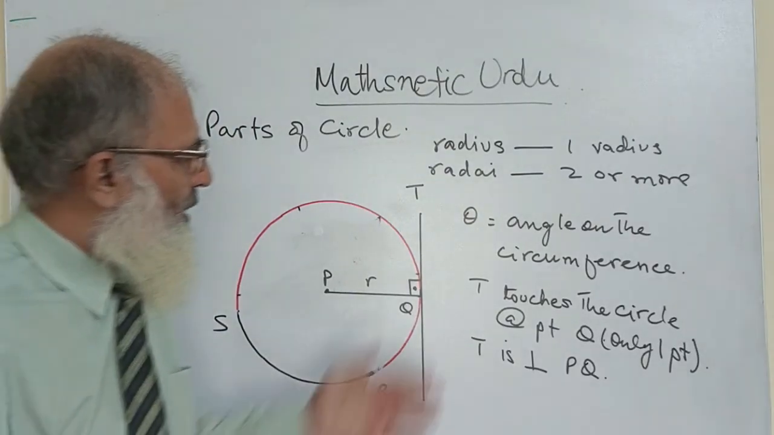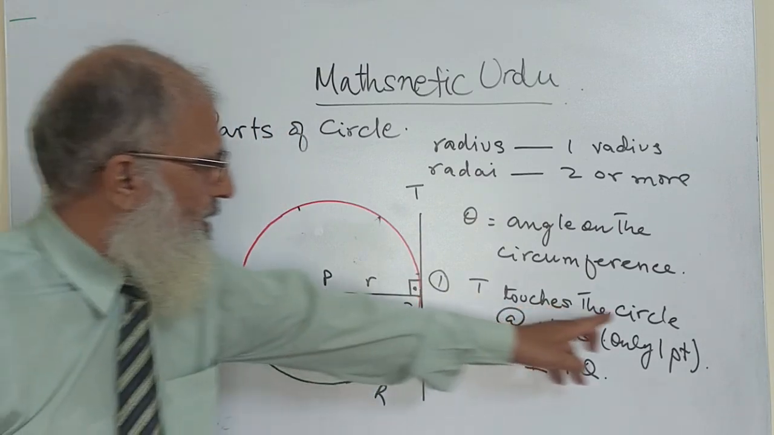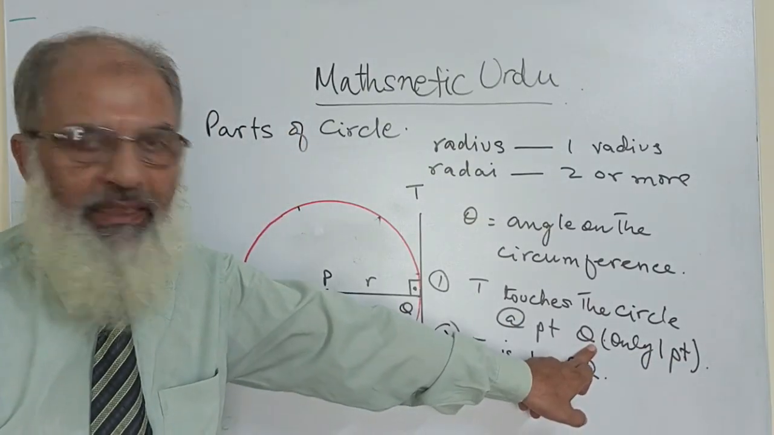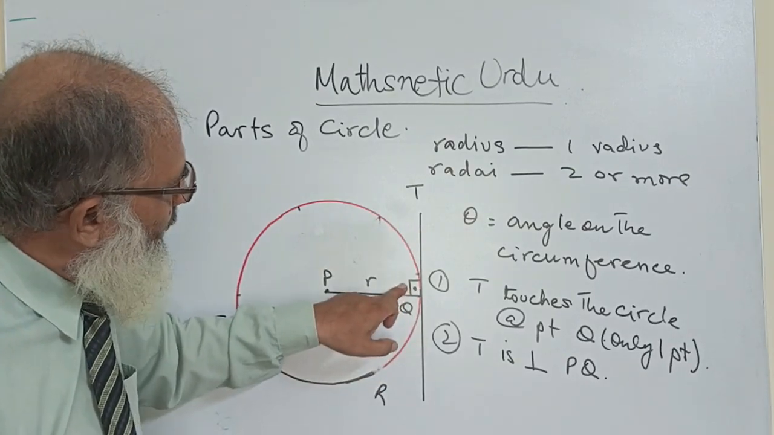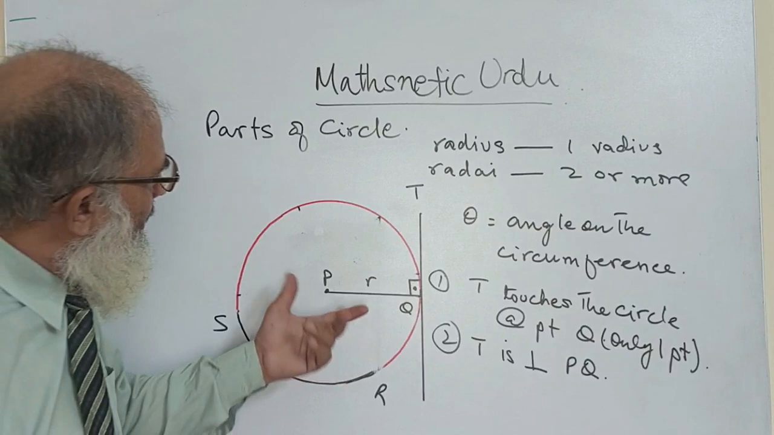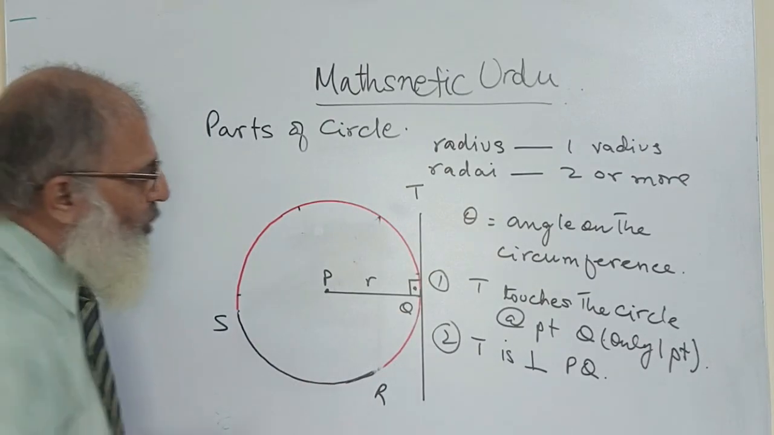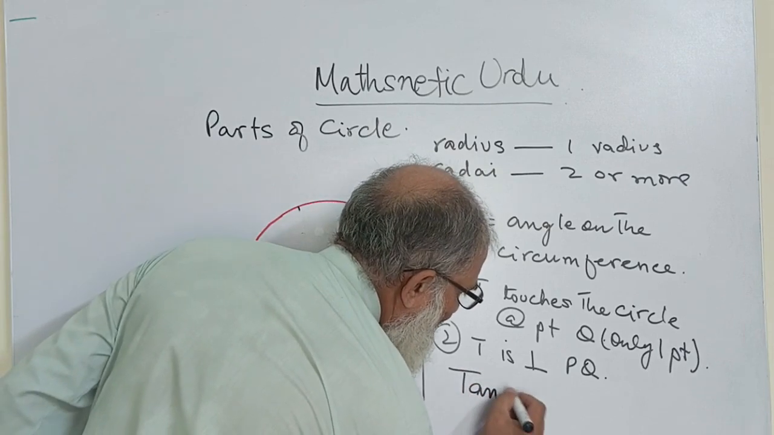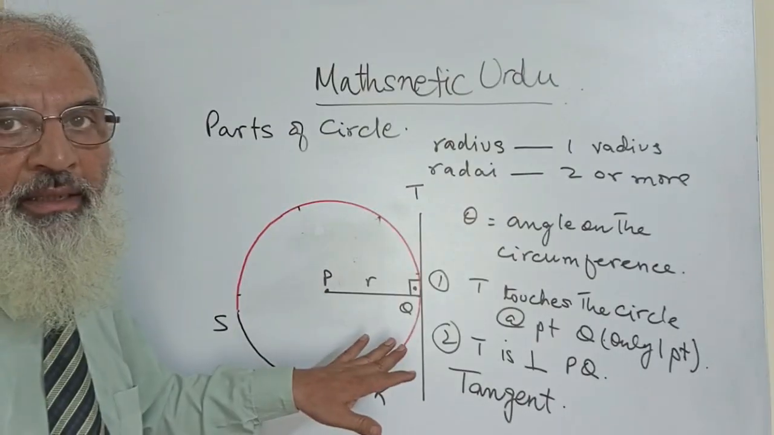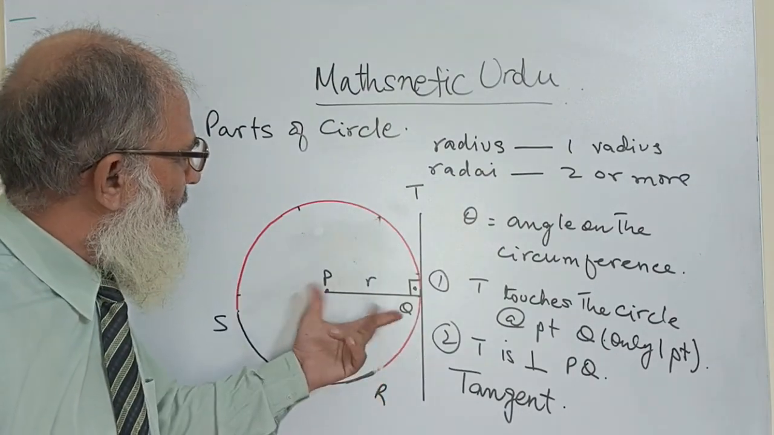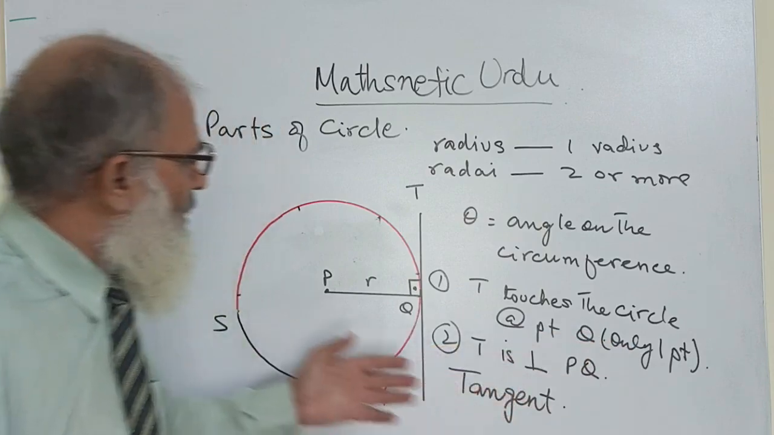Now there are two conditions, number one and number two. These two conditions say T touches the circle at only one point, which is assigned as Q, and T is perpendicular to PQ. You see this sign, and you must have recognized this. Then what will this T be called? It will be called tangent. This will be called tangent on this circle. We must have two valid conditions, that T touches the circle at point Q and it is also perpendicular to PQ.